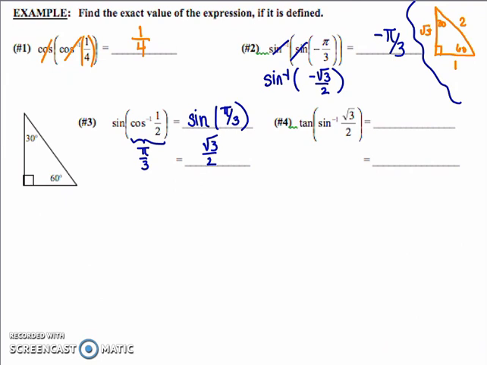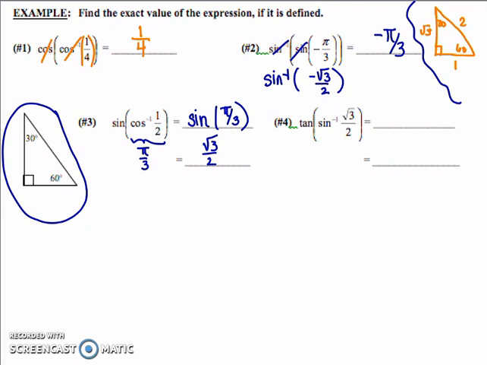Oh, I just noticed our 30, 60, 90 triangle is right here. Okay, how did I miss that? All right. Number 4, we've got tangent of inverse sine of square root of 3 over 2.